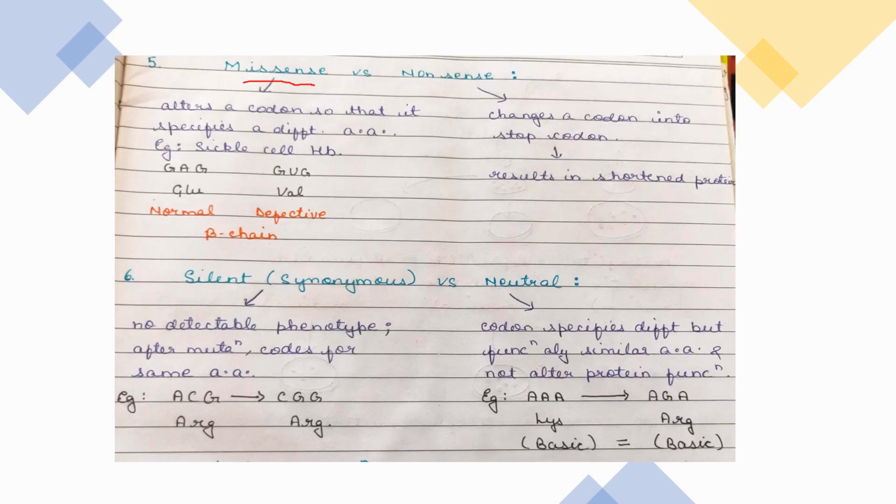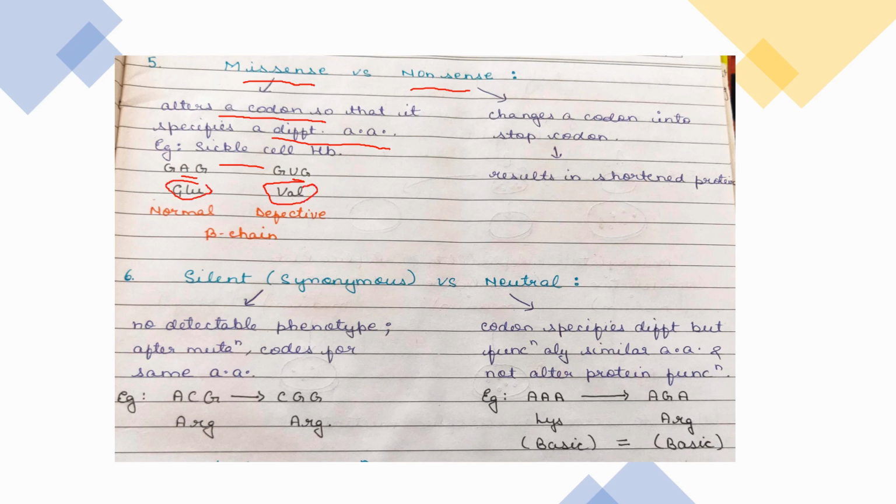Now we come to missense versus nonsense mutation. In missense mutation, it alters a codon so that it specifies a different amino acid, as we have seen in the case of sickle cell anemia, where this A is replaced with U, which results in the formation of defective amino acid valine instead of glutamine.